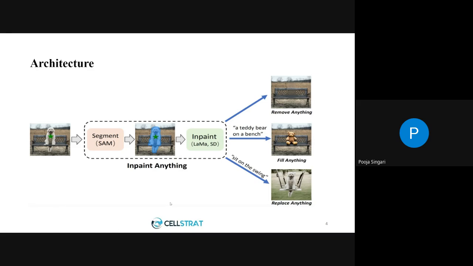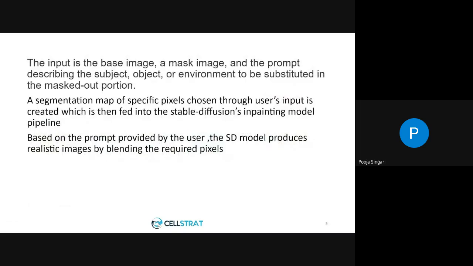So this is the overall view of the architecture, and that was used to implement the virtual try-on application. Like I had mentioned, the input is the base image, and we'll also be employing the user's click event, which generates a mask image of the base image. And then the user's prompt will be describing the subject, the object, or the environment, which are the three use cases as I had mentioned before. And they will be replacing the masked out portion. The segmentation mask is specific pixels which were chosen by the user's click event. And the prompt given by the user replaces them by a realistic image by blending the required pixels.